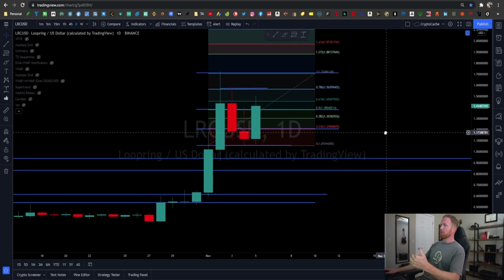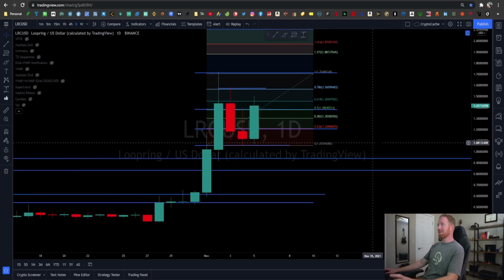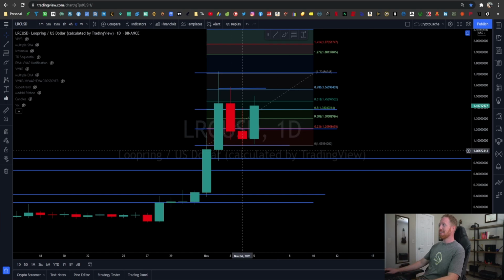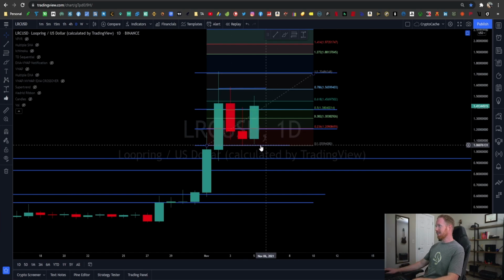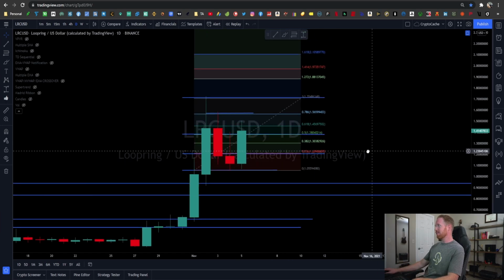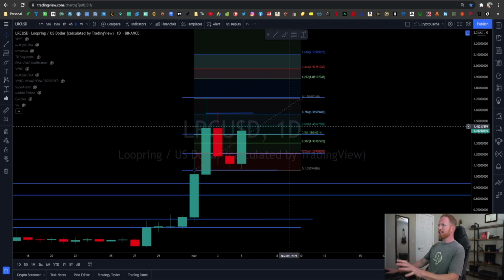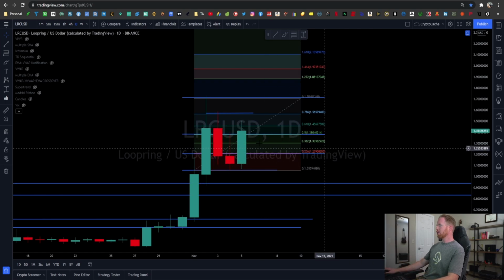Now, taking a look here at Loopring, simply put, we're up about 30% on the day. So awesome stuff. Came down. It looks like it bounced off of the support level here created by the Fibonacci retracement. So we'll take a closer look at that here in just a moment. But mostly important, let's go ahead and just go through some of the basics first, right?